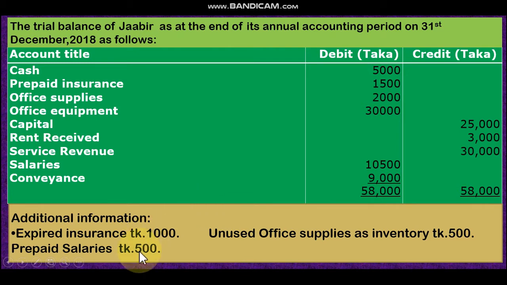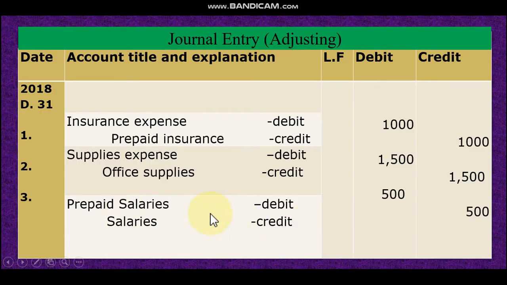Dear student, the last journal is prepaid salaries. You know that salary is our expense. If it is advanced, then the salary account will be credit, and prepaid salary will be an asset. Prepaid salary debit, salary credit. Here supplies expenses debit, office supplies credit. I hope, dear student, all of you understand the journal. From class 9 we are learning journal. This is the adjustment journal. Now the worksheet.